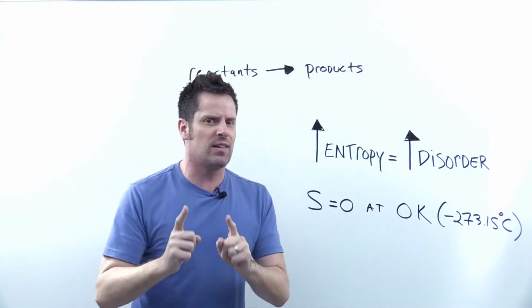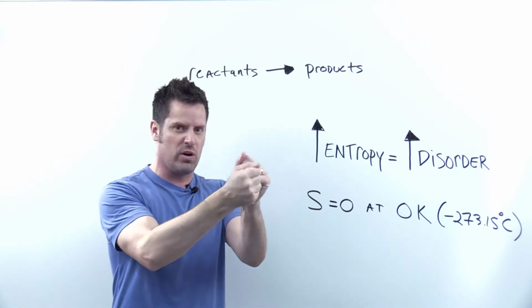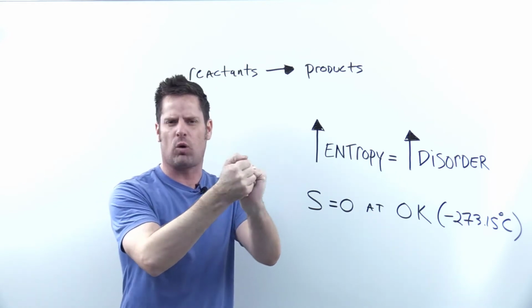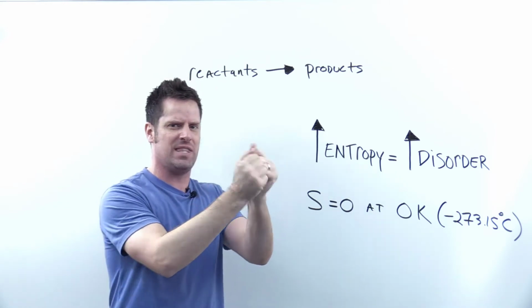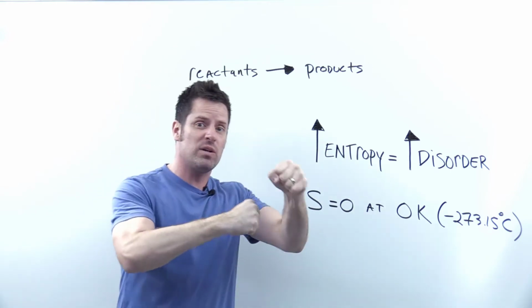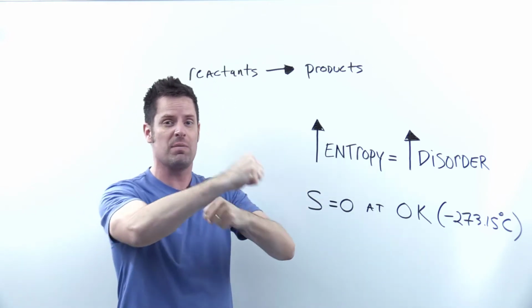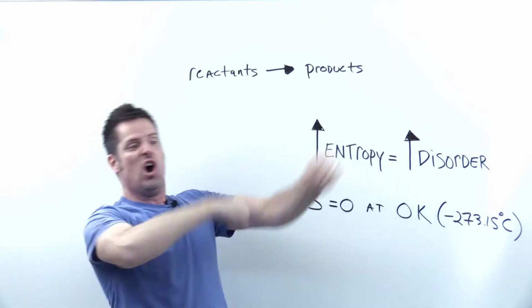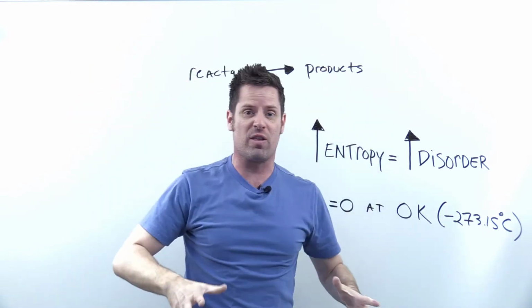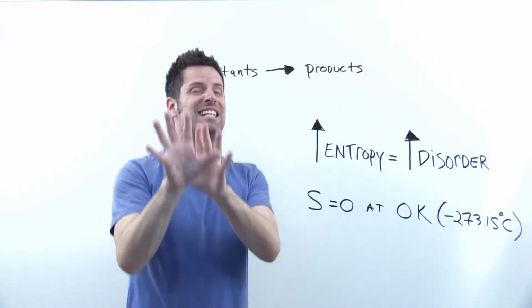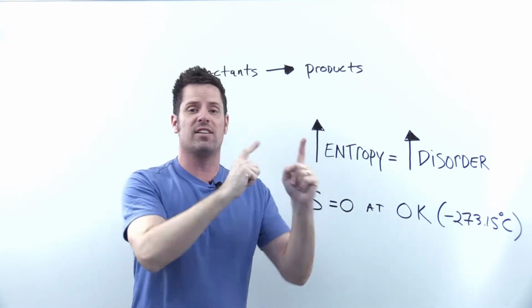So at a molecular level, solids are the most ordered. They do move at a molecular or atomic level, but they don't move very much. So I think of them like this. Whereas liquids, they move a little bit more. They're a little bit more disordered. And gases are like this, all over the place. So gases are the most highly disordered, disorganized, and highest in entropy.